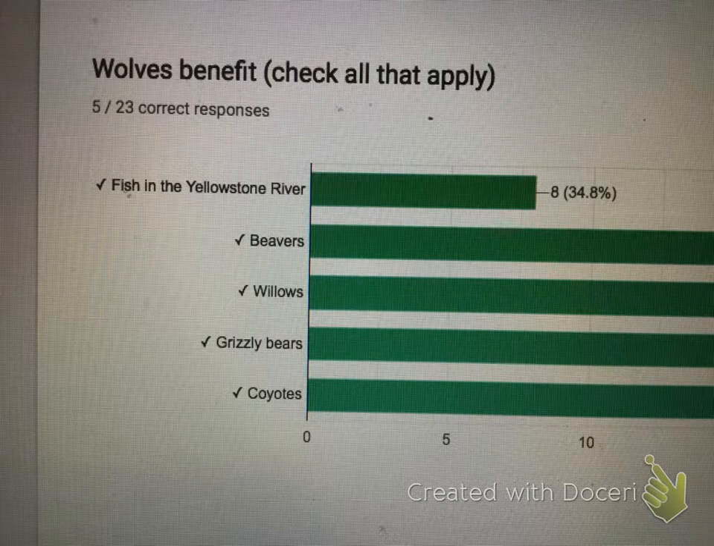So, you know, how did they benefit fish? Well, because they prevented the elk from eating the willows, which prevented the stream banks from eroding, which prevented the silt from filling in the spaces that prevents the bugs from living there, which prevents the fish from getting a decent meal. It's complicated. Holy cow. Who would have thought? How did they benefit the beavers?